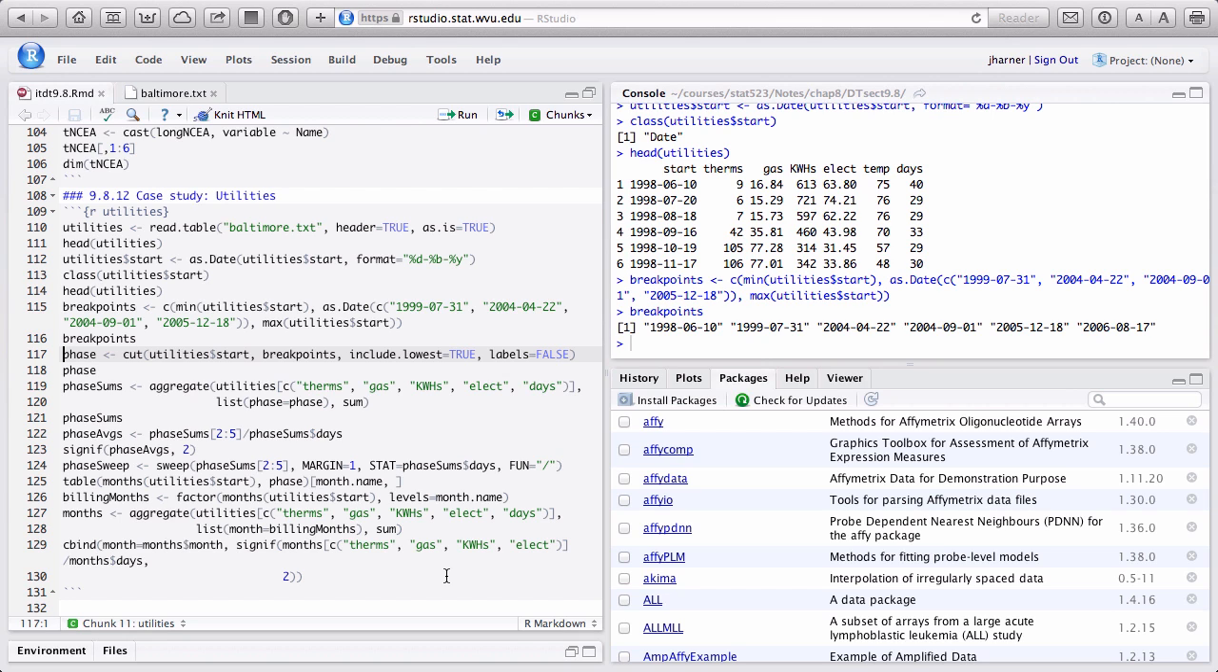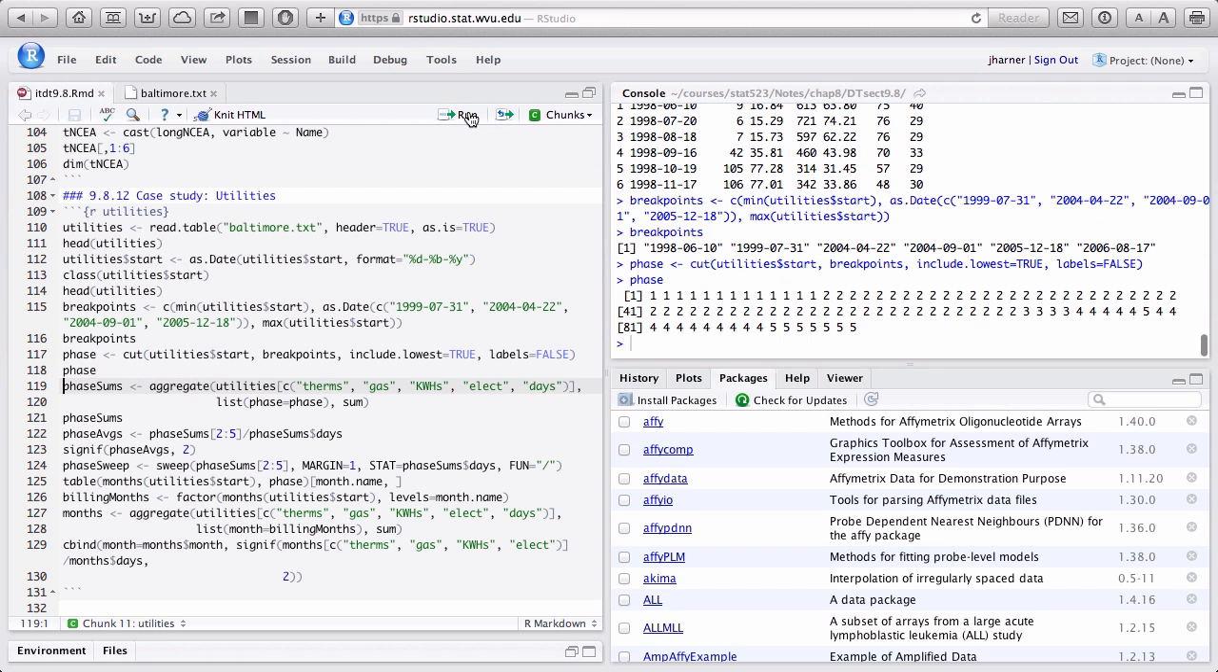And so remember the cut function. I think we talked about this earlier. We have a cut function. So I want to cut utilities start by breakpoints, and I want to include the lowest, and I don't want labels. So we'll call this phase. And so if I do this, and if I look at phase, I've now converted the data to, in essence, a factor.